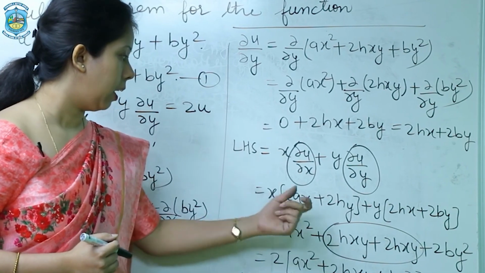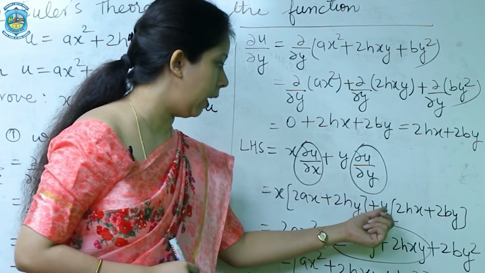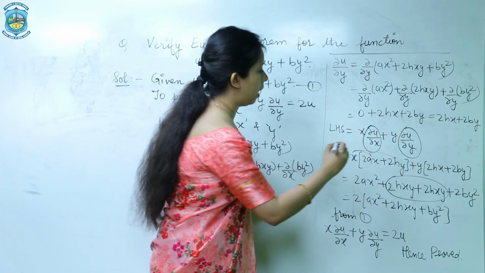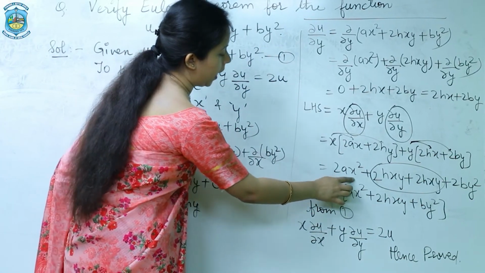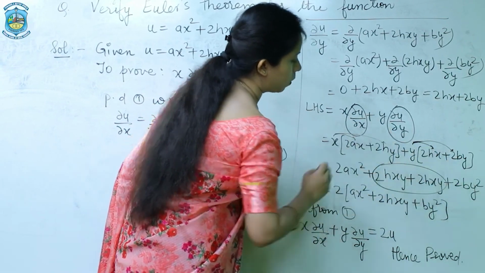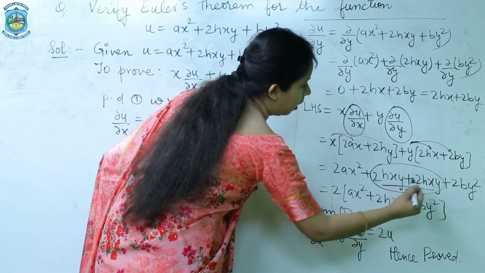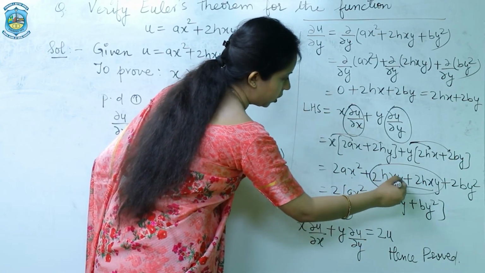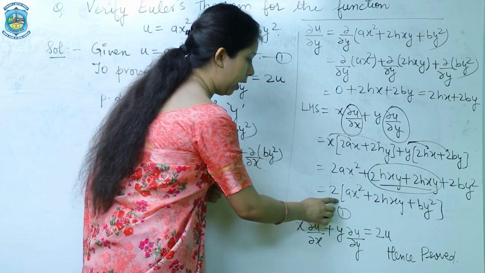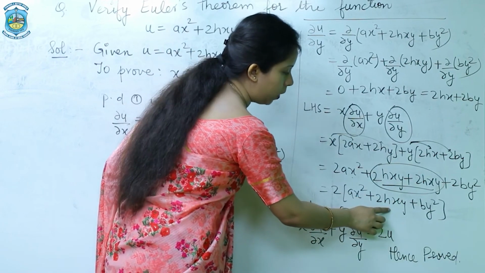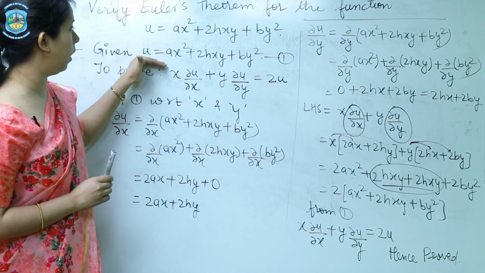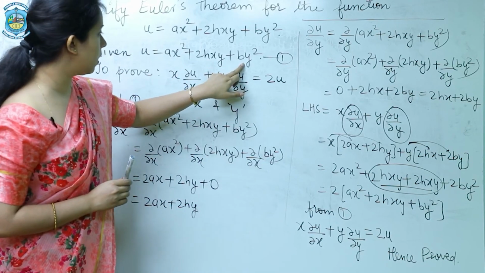So that becomes x into the value of del u upon del x plus y into the value of del u upon del y. On multiplying x with the terms and multiplying y with these terms, we will get 2ax square plus 2hxy plus 2hxy plus 2by square. On adding the like terms, we will get 2ax square plus 4hxy plus 2by square. From this expression, we can take 2 as common. So we are left with 2 into ax square plus 2hxy plus by square, which is nothing but equation number 1, the value in equation number 1, ax square plus 2hxy plus by square is u.